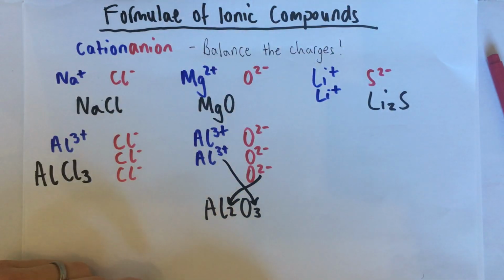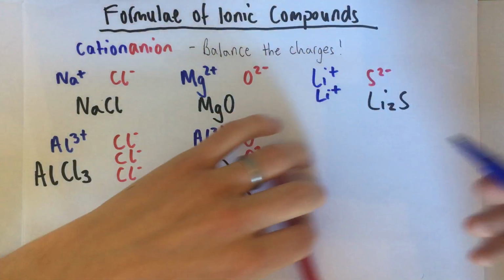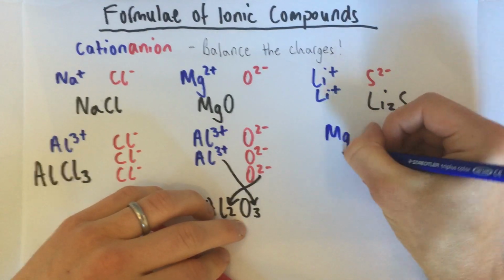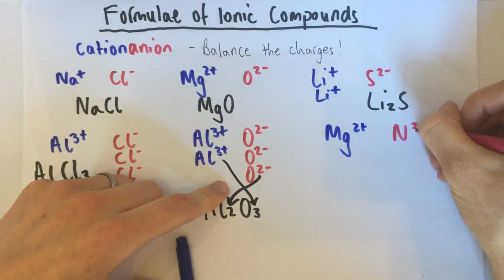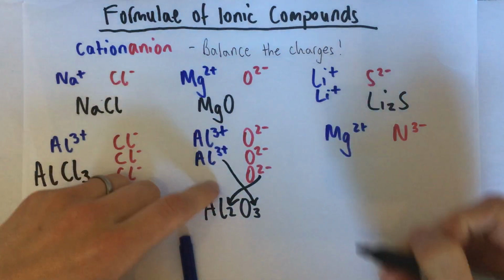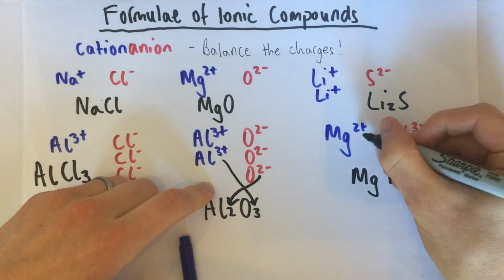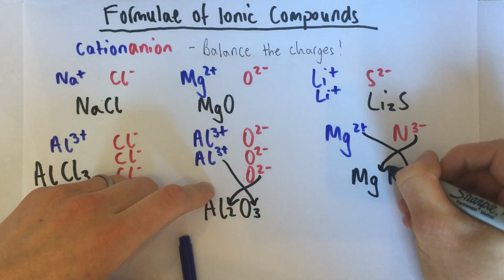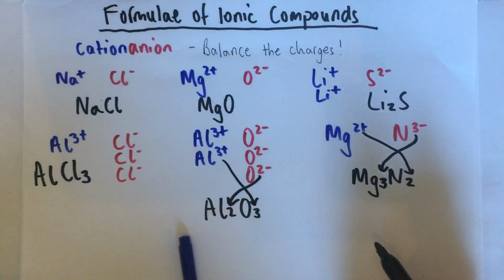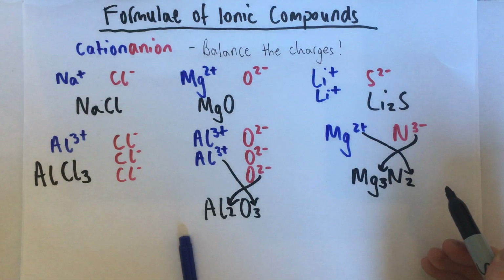To show you that that works, there's another example. You could use magnesium nitride, and that's got Mg2+ ions and N3- ions. And if we do that method to get our formula, we're going to have 2 of those and 3 of those. If you went the long way round and worked out balancing the charges, you'd get the same formula, Mg3N2.